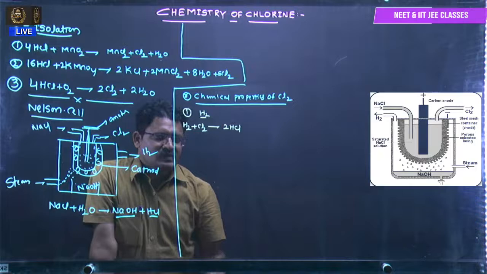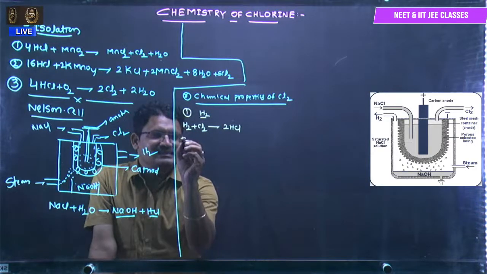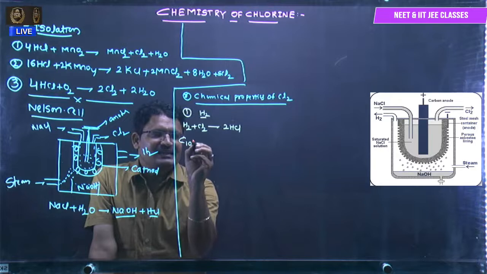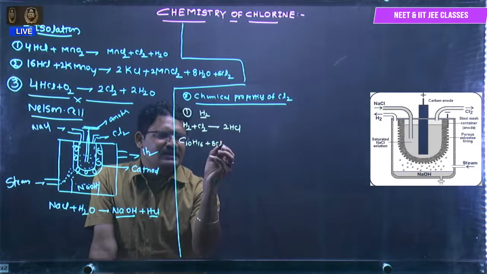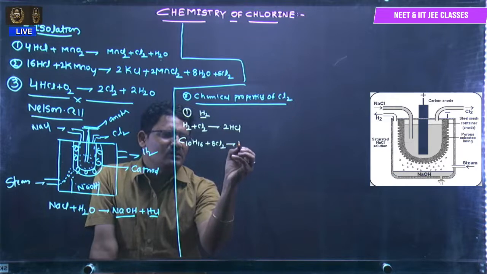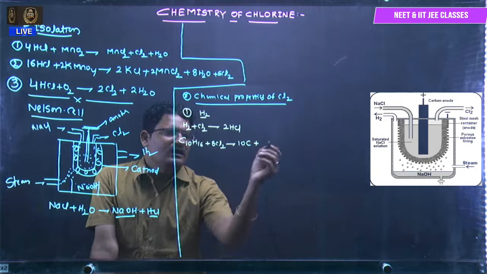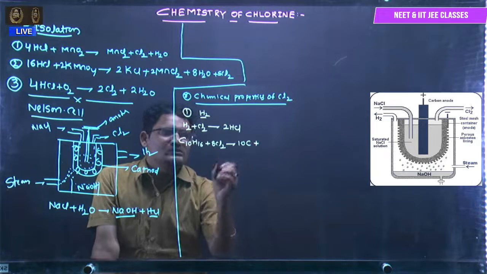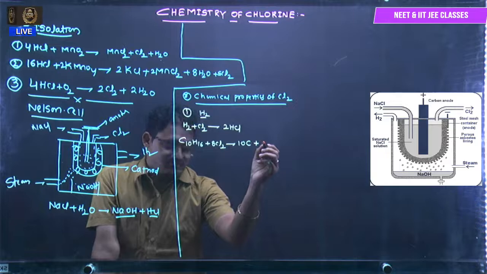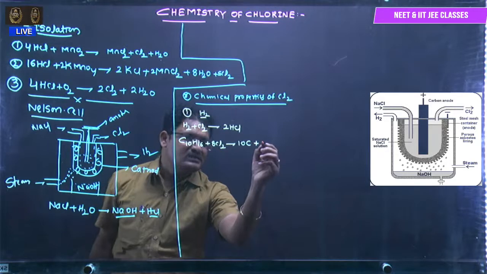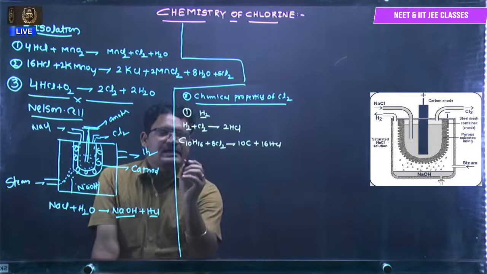At the same time, this chlorine also reacts with decalin, that is C10H16 plus 8Cl2 gives 10 moles of carbon plus 16 HCl. So 16 moles of HCl are formed. So this is the reaction with hydrogen.